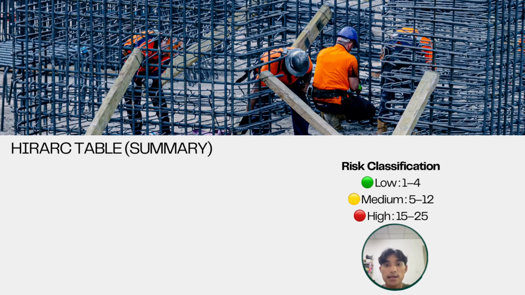Other hazards such as poor stockpile arrangement, slippery ground conditions, and lack of warning signs were classified as medium risk. Although these hazards are less critical, they still require planned control measures to ensure a safe working environment. In conclusion, the HIRARC assessment enables us to systematically identify hazards, prioritize the most critical areas, and recommend practical control measures to improve safety and health performance at the construction site.